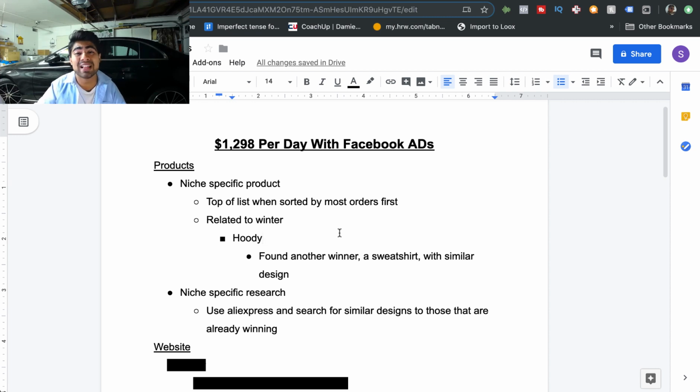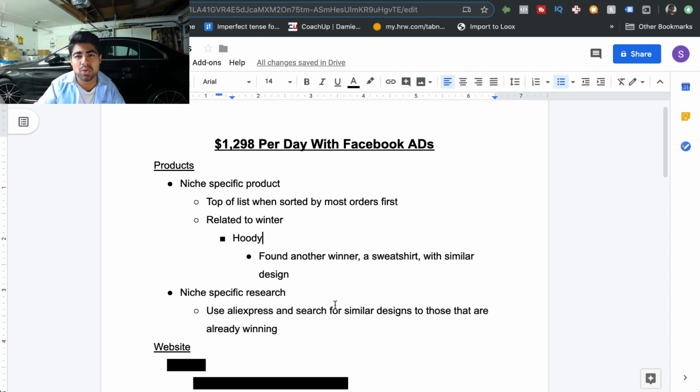Basically, you want to do exactly what I did. Try to find some products which are already selling, meaning those products with a large amount of orders, and try to find other products which don't have as many orders but have a very similar design or functionality or layout to the main winning product. The sweatshirt was an almost identical design to the hoodie, and because of that the sweatshirt started selling as well. But this is how you're supposed to be doing research when it comes to niche stores.